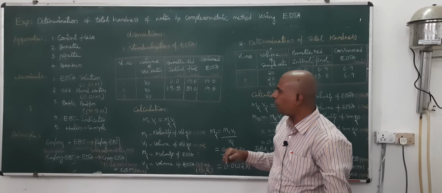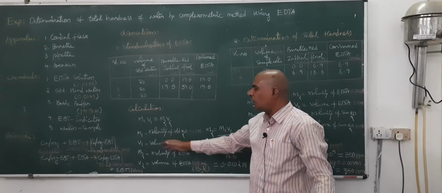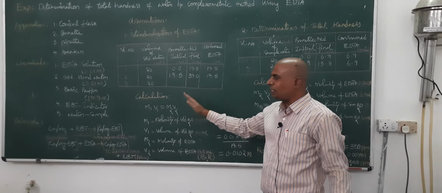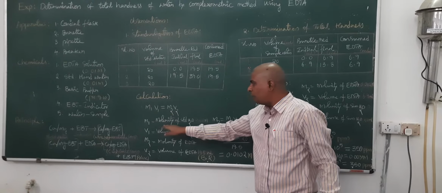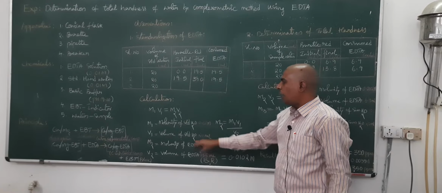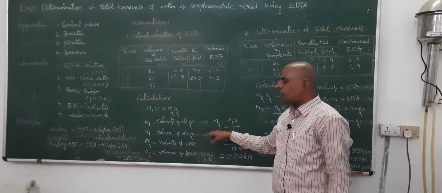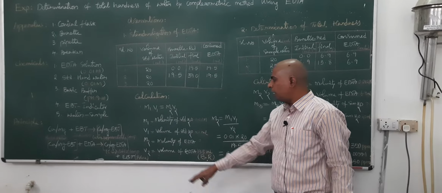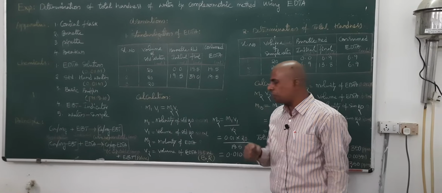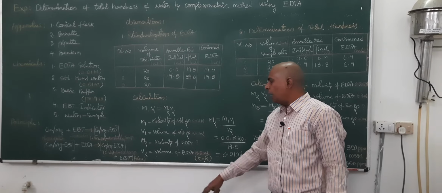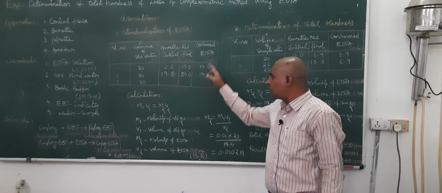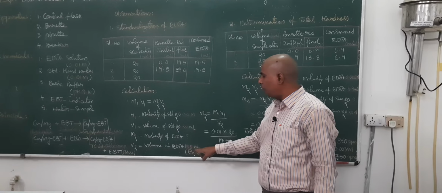When you go for the calculation, what is the formula? Here it is M1V1 = M2V2. Here M1 is the molarity of standard hard water, which you know is 0.01 molar, and V1 is the volume of standard hard water, which is 20 ml. M2 is the molarity of EDTA, because we don't know the exact concentration of EDTA, so we put a question mark here. V2 is the volume of EDTA, that is the consumed EDTA, the burette reading, which is 19.5 ml.